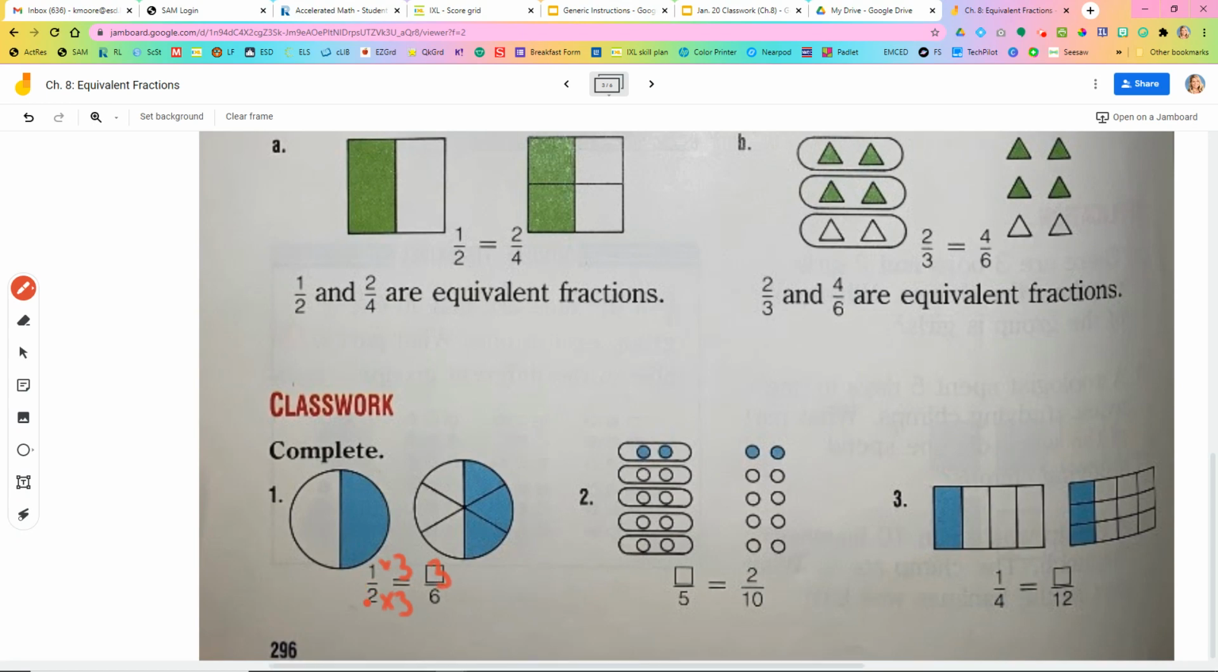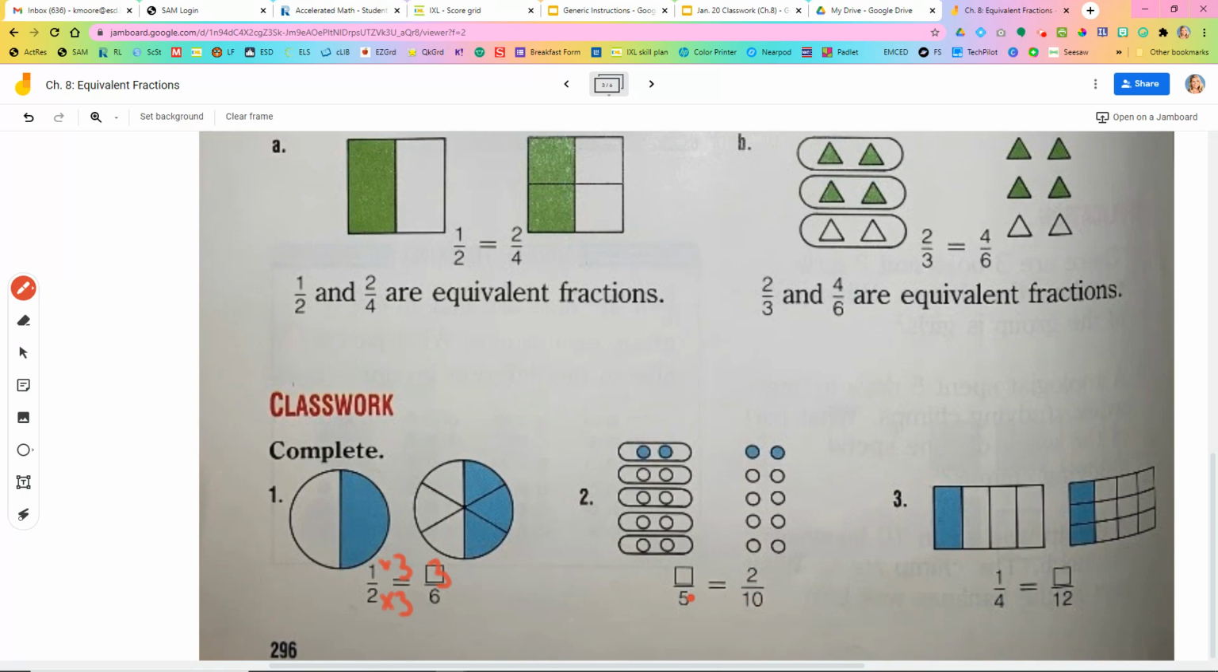1 times 3 is 3. 2 times 3 is 6. So I followed that golden rule. So now let's look right here. I can't use my numerators because 1's missing. Let's generate an equivalent fraction for 2/10, using 5 as my denominator.